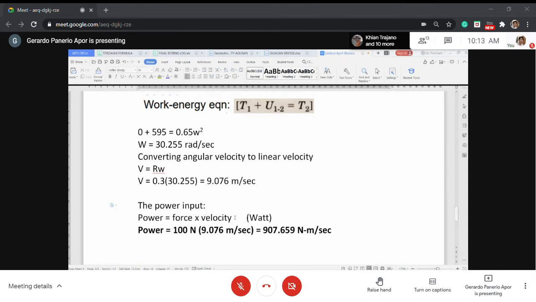No, so they have different expressions of power. It's not just equal to force times velocity, but force times velocity is the power.